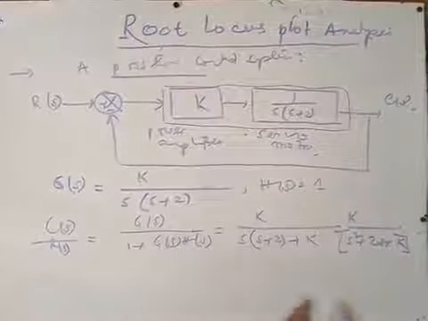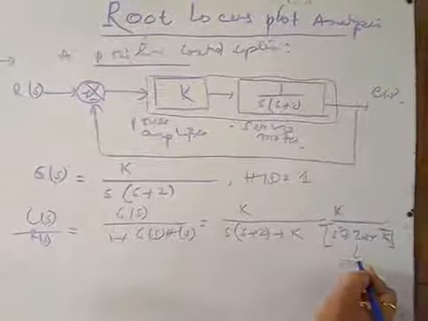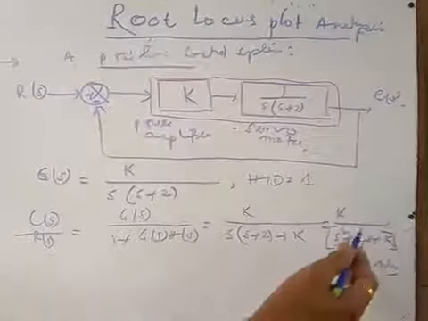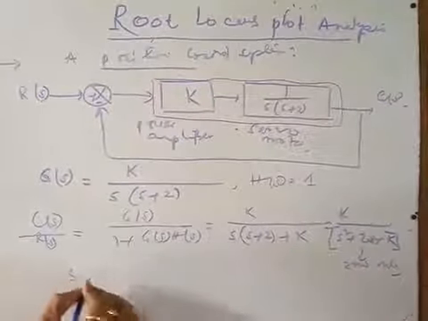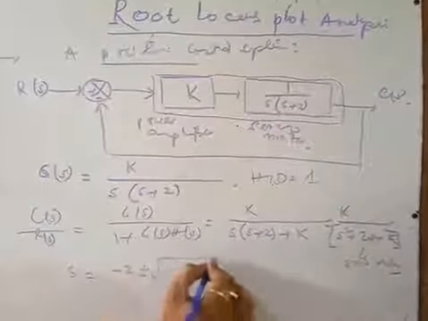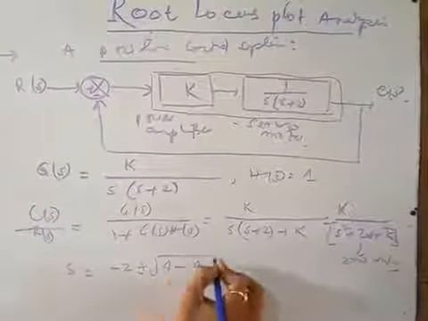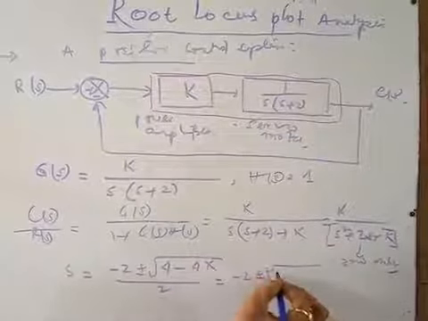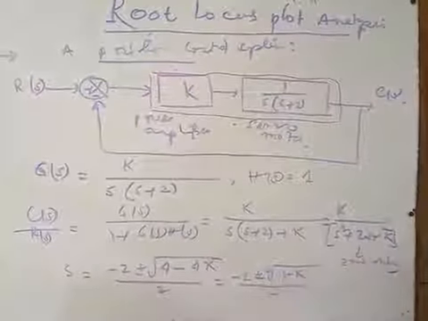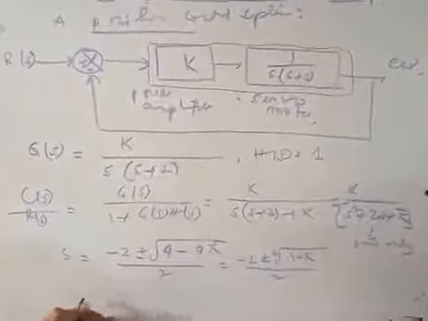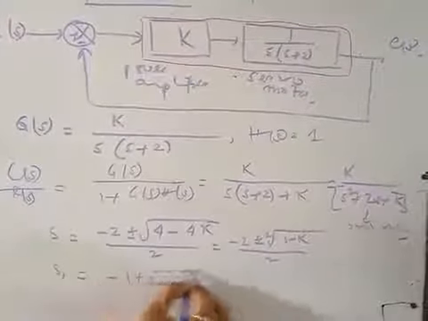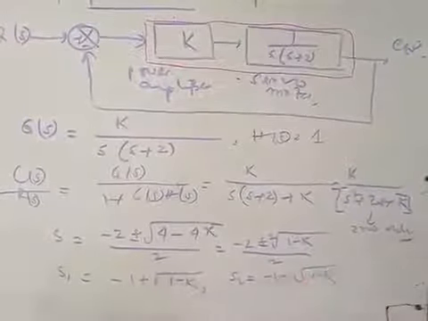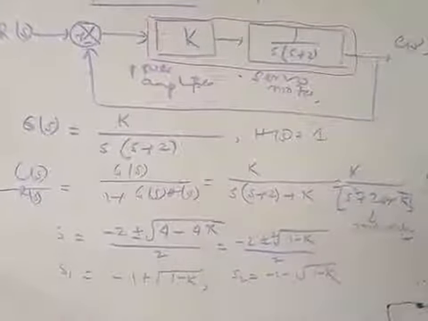That means if you solve this, this is your second order system, so there will be two poles. If you find out the poles, just solve it. s will be equal to minus 2 plus minus root over b squared minus 4ac, that is 4 minus 4K, by 2. That is minus 2 plus minus root over 2 times 1 minus K, by 2. So you get the two poles: s1 equal to minus 1 plus root over 1 minus K, and s2 equal to minus 1 minus root over 1 minus K. So these are the two pole locations we get from here.